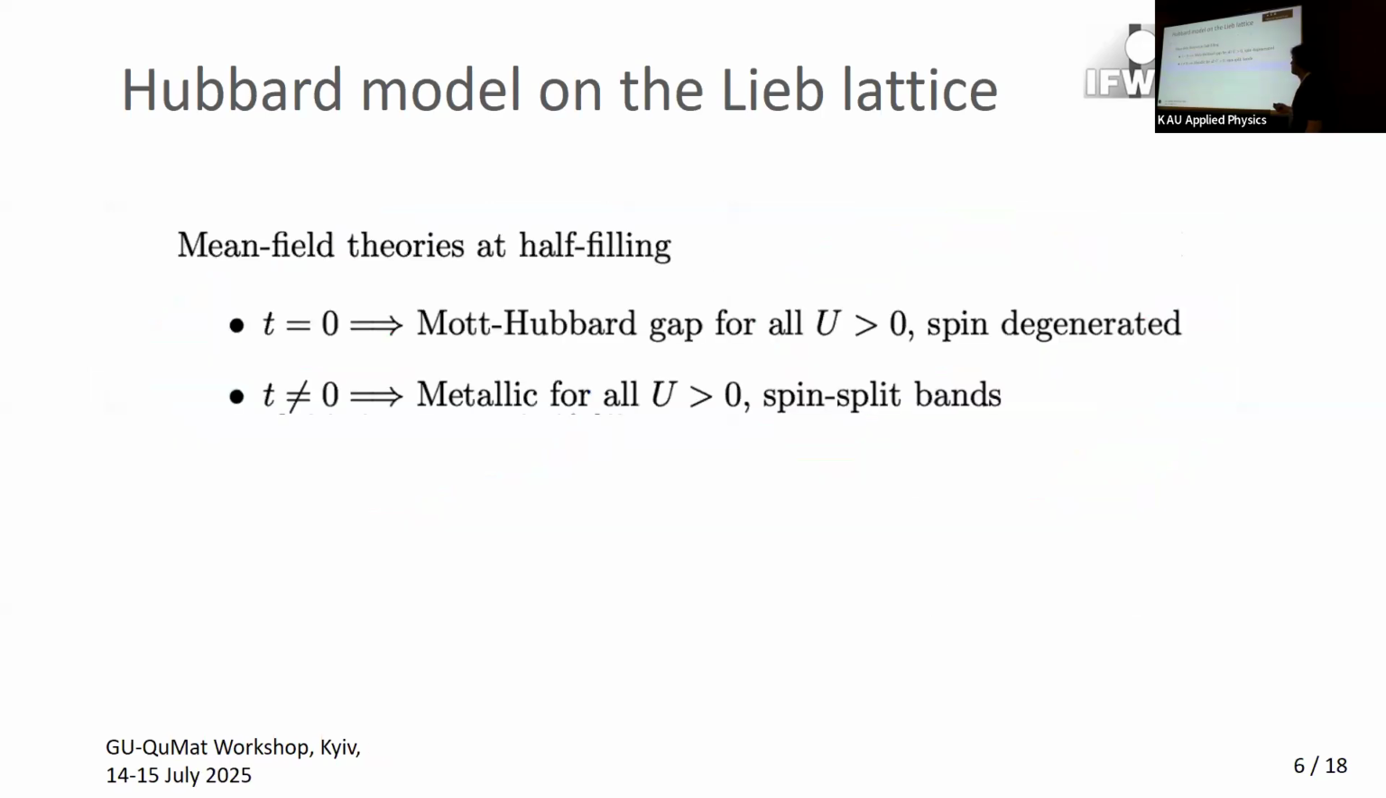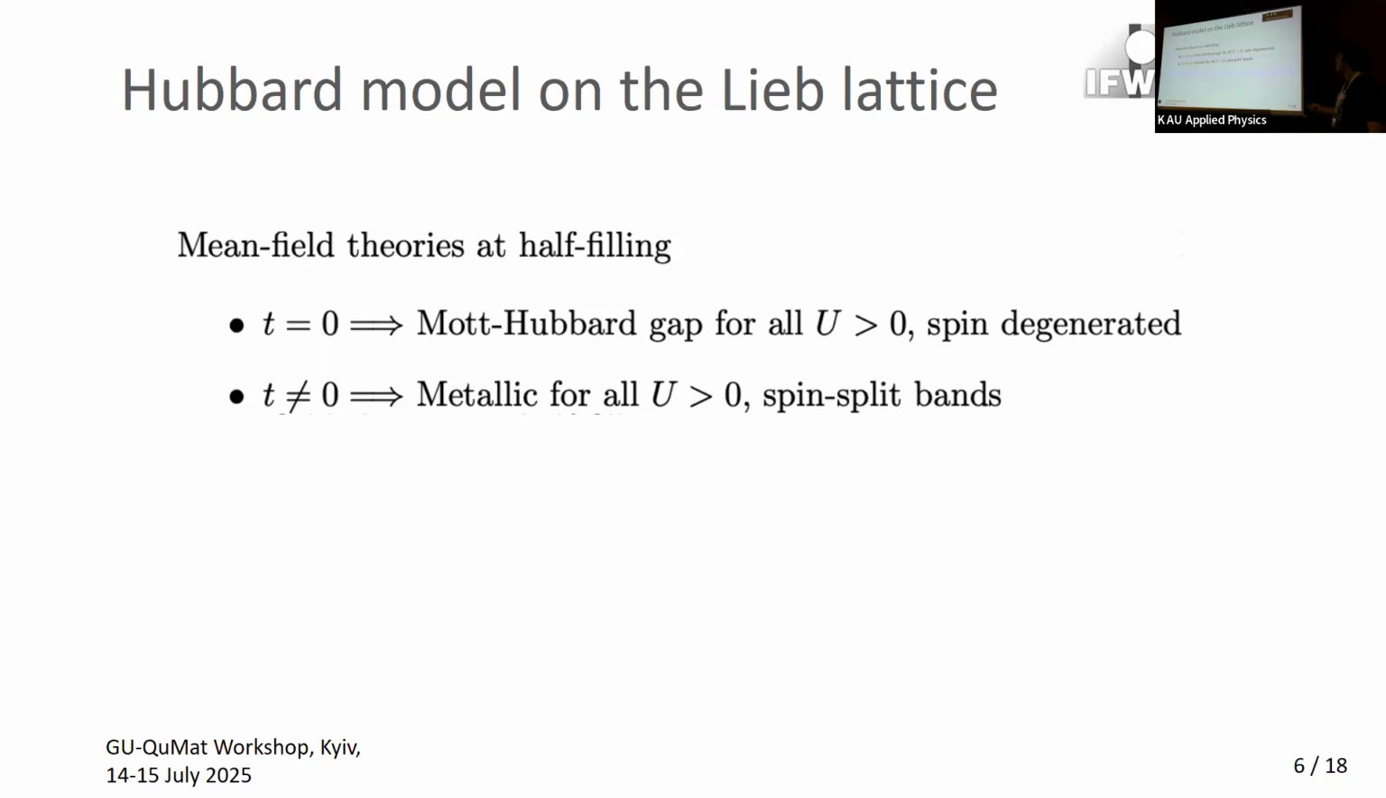So to summarize this part, you see that mean field theory at half filling for T equals 0, meaning no next nearest neighbor hopping, there is only nearest neighbor hopping, sorry, if T1 is different from 0, gives a Mott Hubbard gap for all U greater than 0 and is spin degenerate. However, for T different from 0, it is metallic for all U greater than 0, with spin split bands. An altermagnet that's metallic. So there must be something in between, like a metal insulator transition. This is what we would like to find.